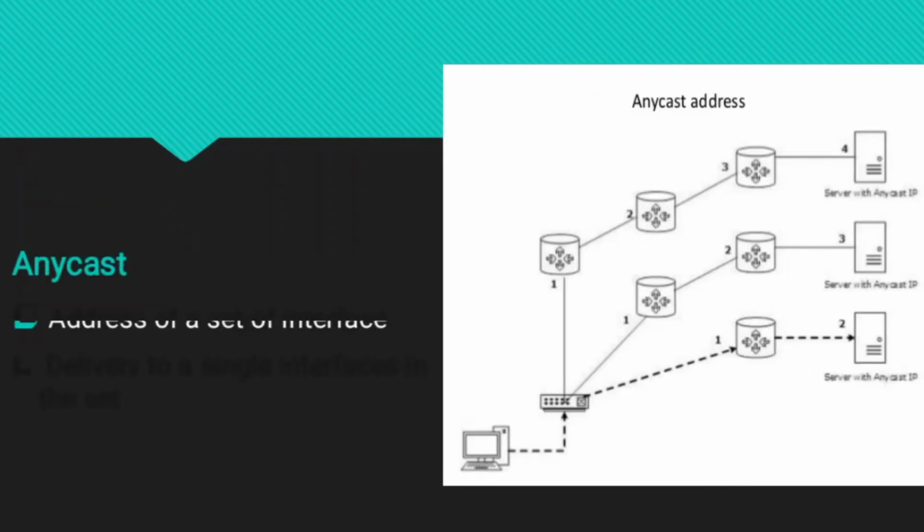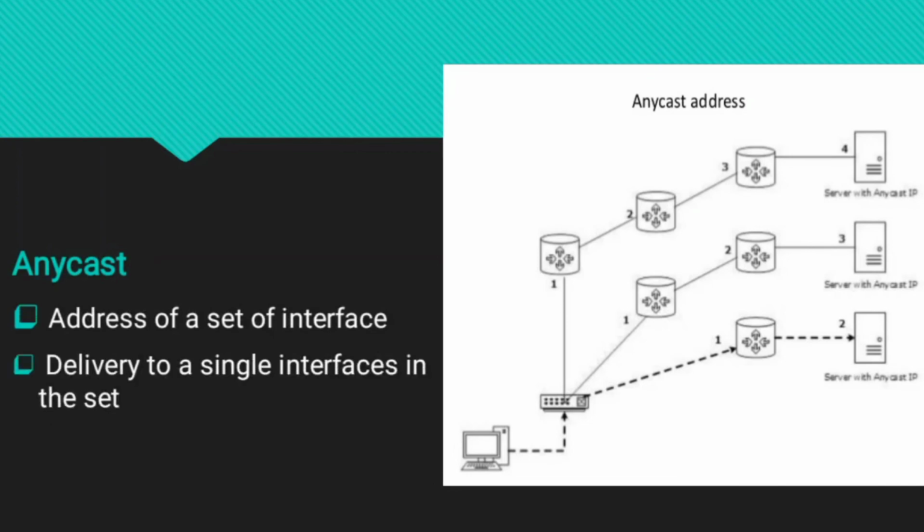Next is anycast. Address of a set of interfaces. Delivery to a single interface in the set. In this case, mayroon lang one sender, but the information is sent to all the connected receivers. So, just to clarify, in unicast, there is one sender and one receiver. In multicast, there is one or more senders, and yung information po will be sent to a set of receivers. In anycast, there is just one sender, but the information is sent to all the connected receivers.